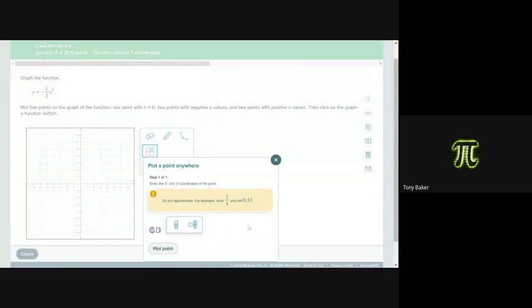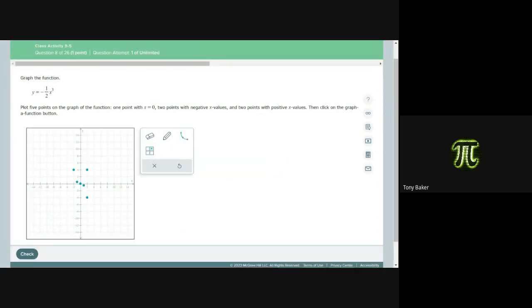The nice thing is when you're doing your points here, you can just do 1/2. It takes it. I messed up. I forgot my negative sign. So notice there's an extra point up here that I don't want. Click the eraser and just click on it. It disappears. And now this one, it has the graph. Just click it. It'll automatically graph it.